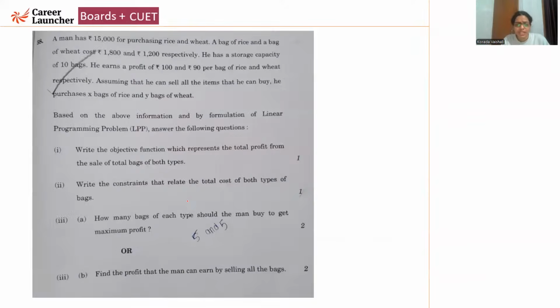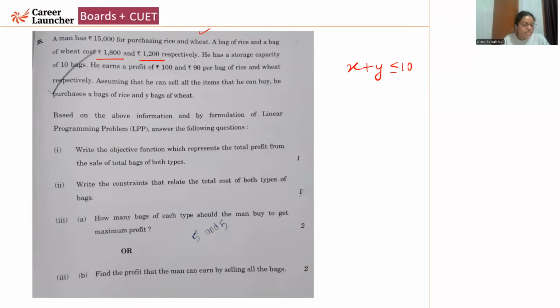Question number 38. Question number 38 is based on LPP. A man has 15,000 for purchasing rice and wheat. And इसमें मुझे given है कि wheat का cost कितना है and bag of wheat cost 1200 and that of rice is 1800. Capacity है 10 bag feet. So let's assume x plus y is less than equal to 10.